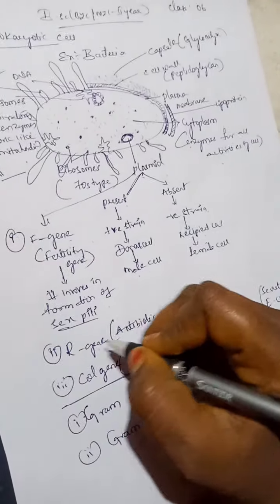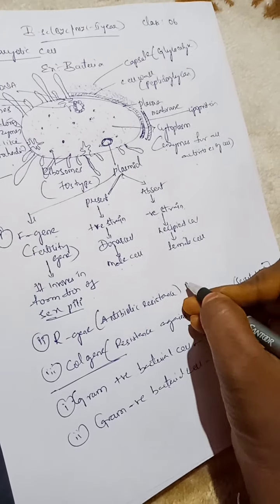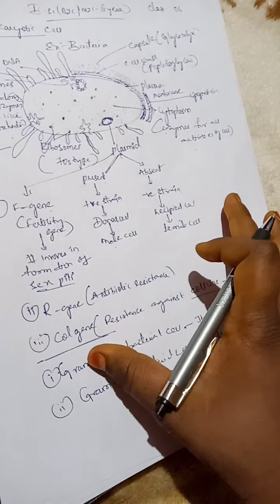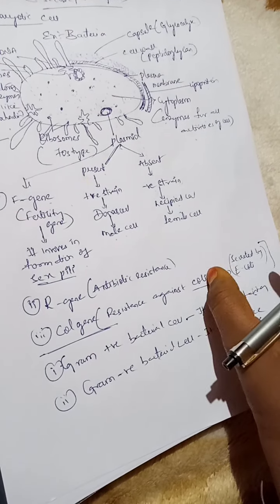Next, the R gene, which helps with antibiotic resistance. The Col gene, the third gene, gives resistance against colicin, a chemical substance secreted by E. coli.